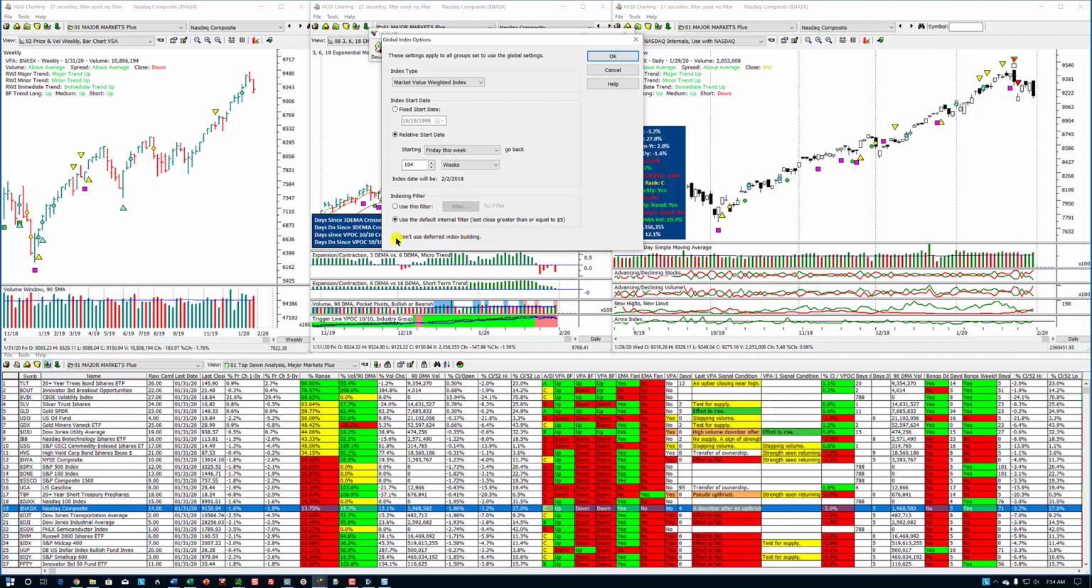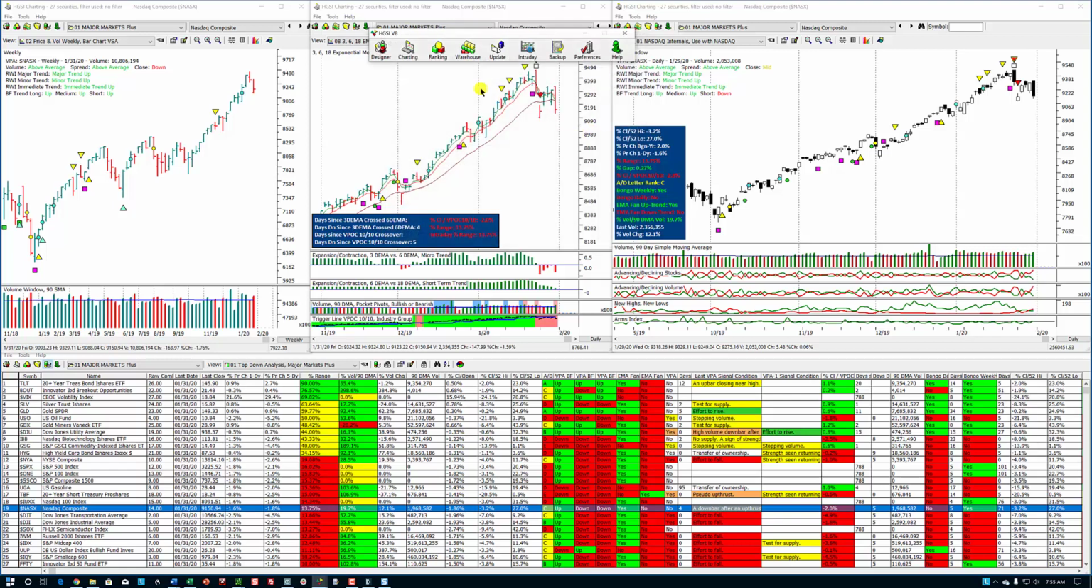Make sure this is clicked. Don't use deferred index building. It's something that was tried and isn't necessary. I'm going to click on cancel.